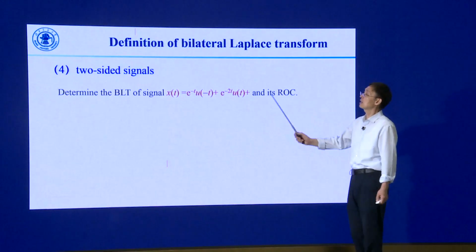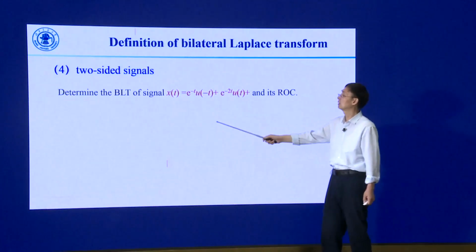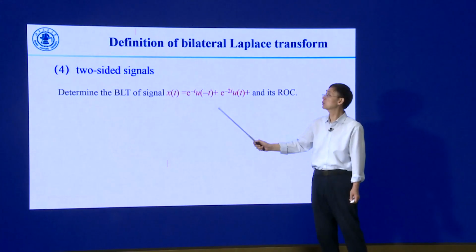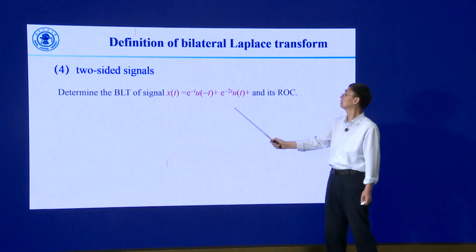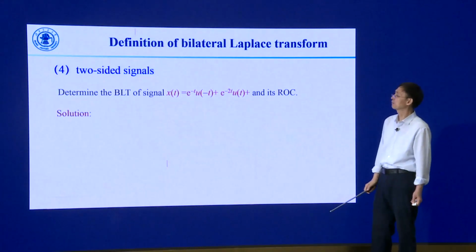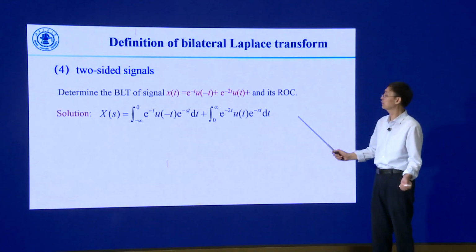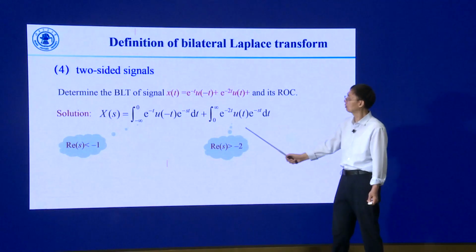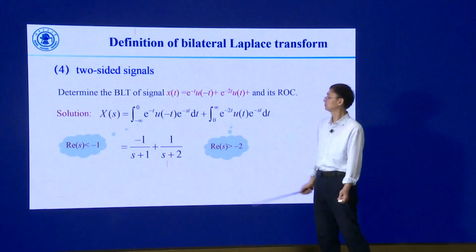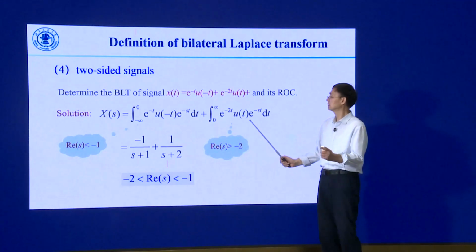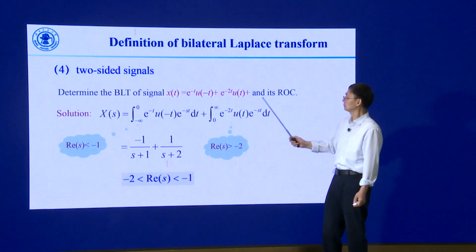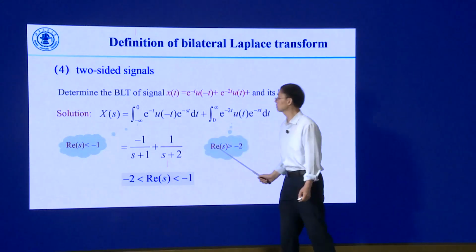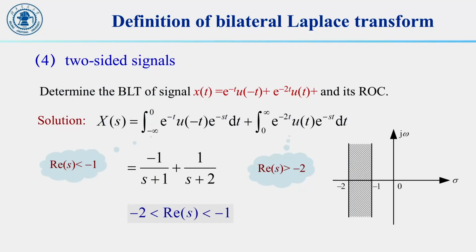We will discuss two-sided signals. Determine the bilateral Laplace transform of this signal and its ROC. According to the definition of the bilateral Laplace transform, we can get the result for this signal. In the procedure, we need to satisfy these two conditions. This is the ROC. It can be depicted in this picture.